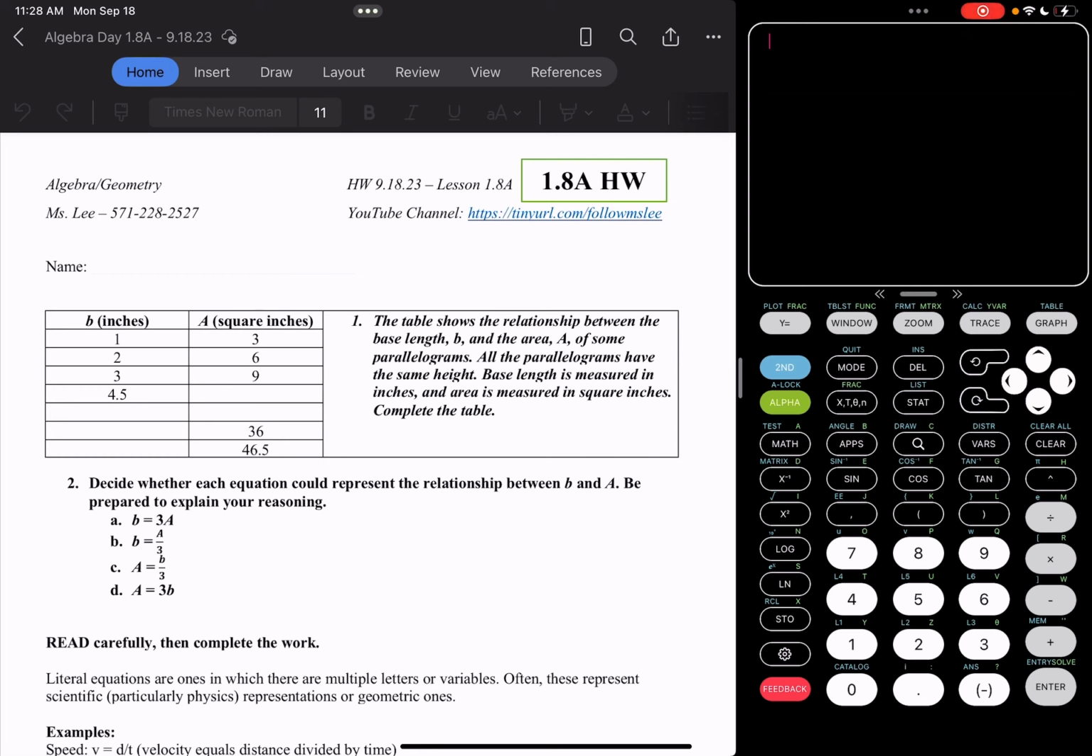Today we are looking at some examples of what are called literal equations, and so I'm going to go over that. But this isn't anything new, you have seen this before, it just is going to look a little bit more complicated, okay?